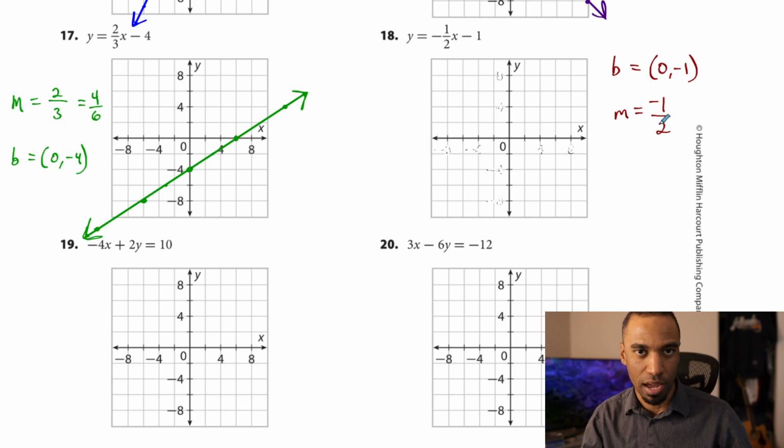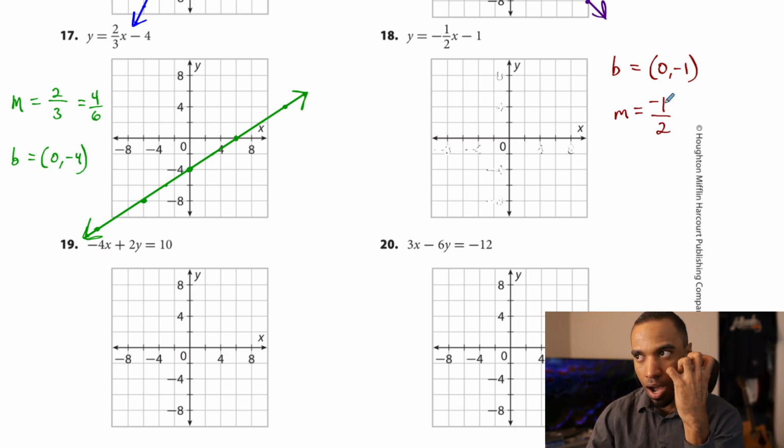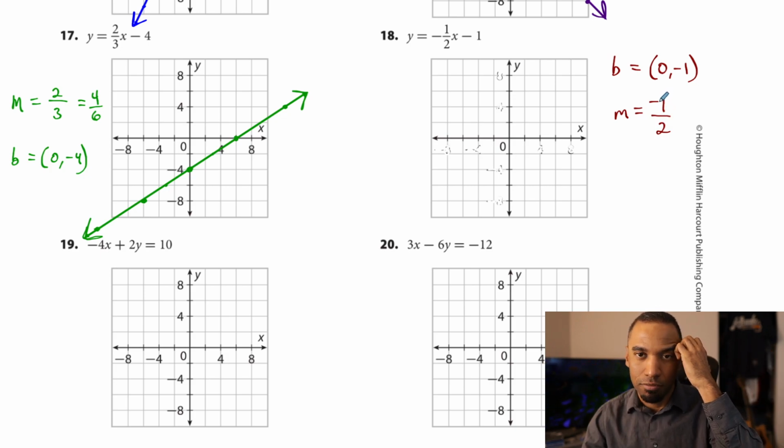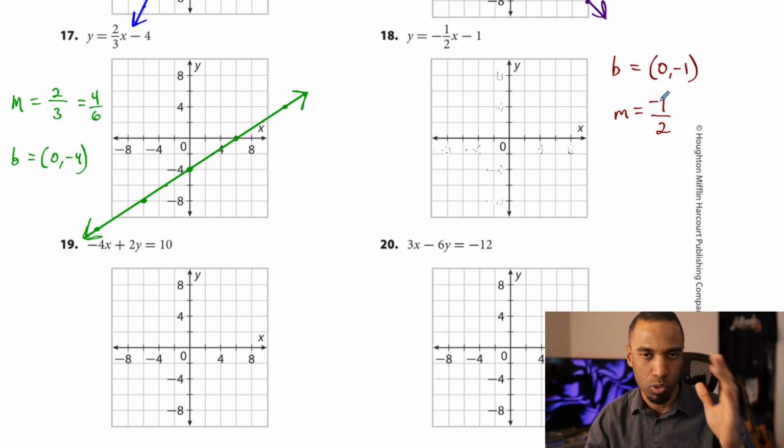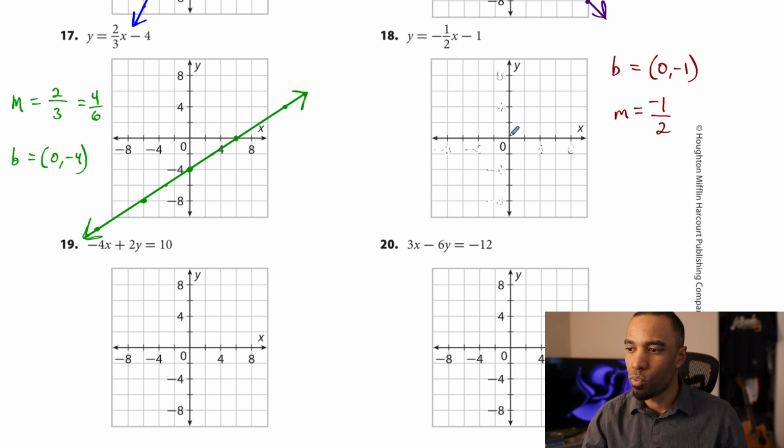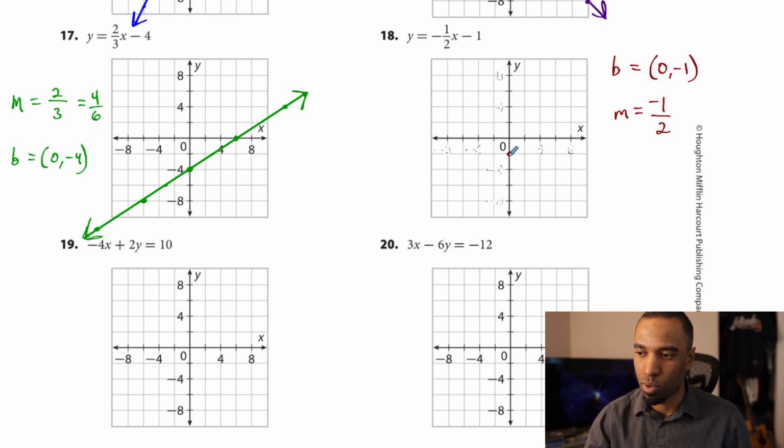You don't have to write this stuff. This is a perceptual kind of thing. You're obtaining something in a perceptual way to make sense of it. So starting from the y-intercept of 0, -1. Remember, that's just -1 now. I can go down 1 as I go right 2. So down 1, right 2. Boom, there's a point.